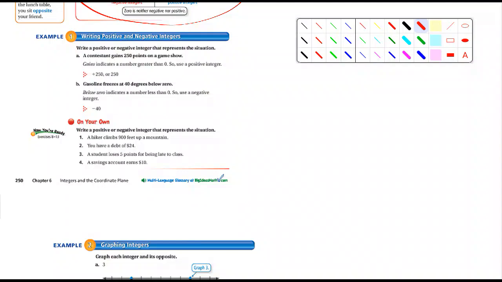Okay, it's recording. All right, so it says on your own, a hiker climbs 900 feet up a mountain, and it says write a positive or negative integer that represents the situation. So let me pull a stick here. Somebody climbs 900 feet. Miss Ryan, what number would that be? 900. Nicely done. Put up 20 points for your group.